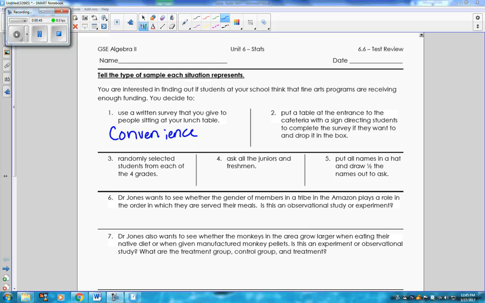They're easily accessed. Problem 2 says you put a table at the entrance to the cafeteria with a sign directing students to complete the survey if they want to and drop it in the box. This is a self-selected survey, meaning that they can or cannot do the survey. It's up to them. Problem 3 says you randomly select students from each of the 4 grades. This is a stratified survey.